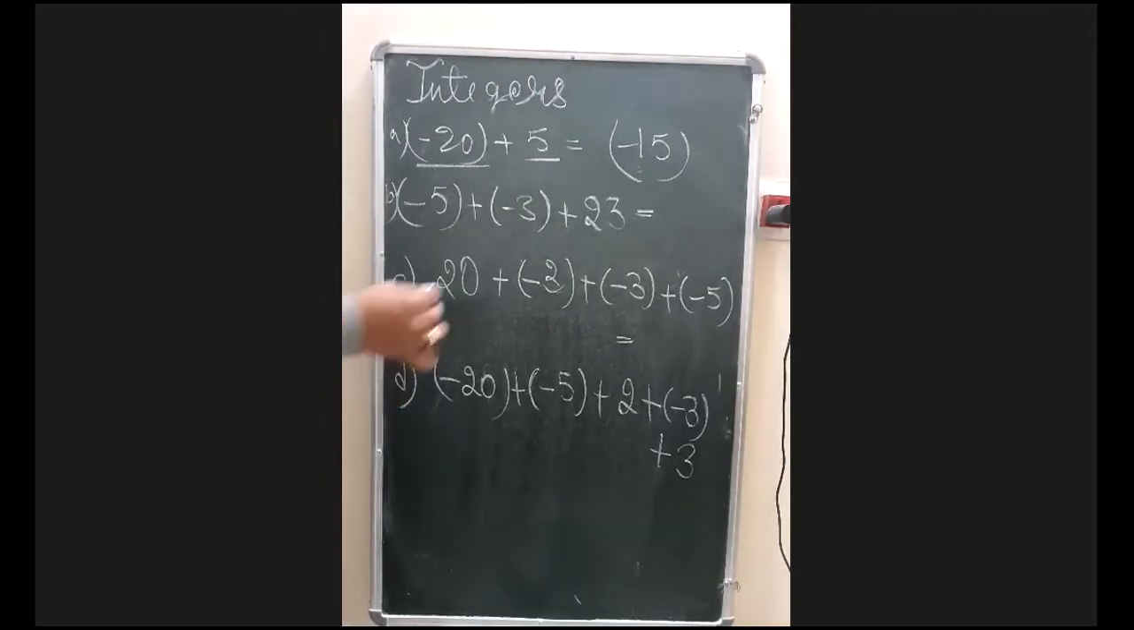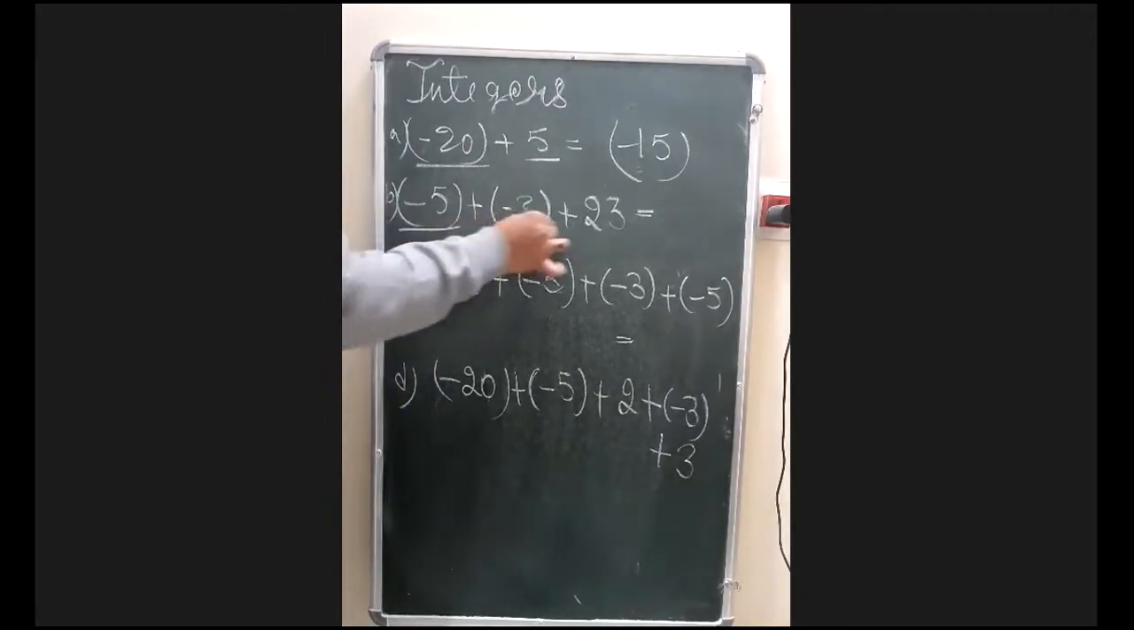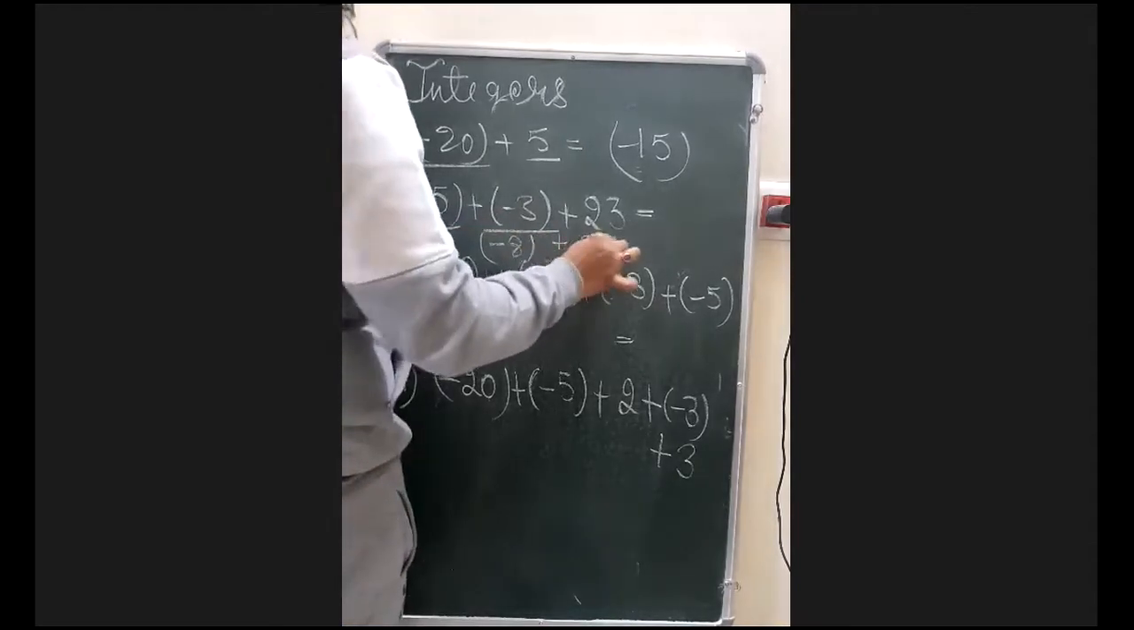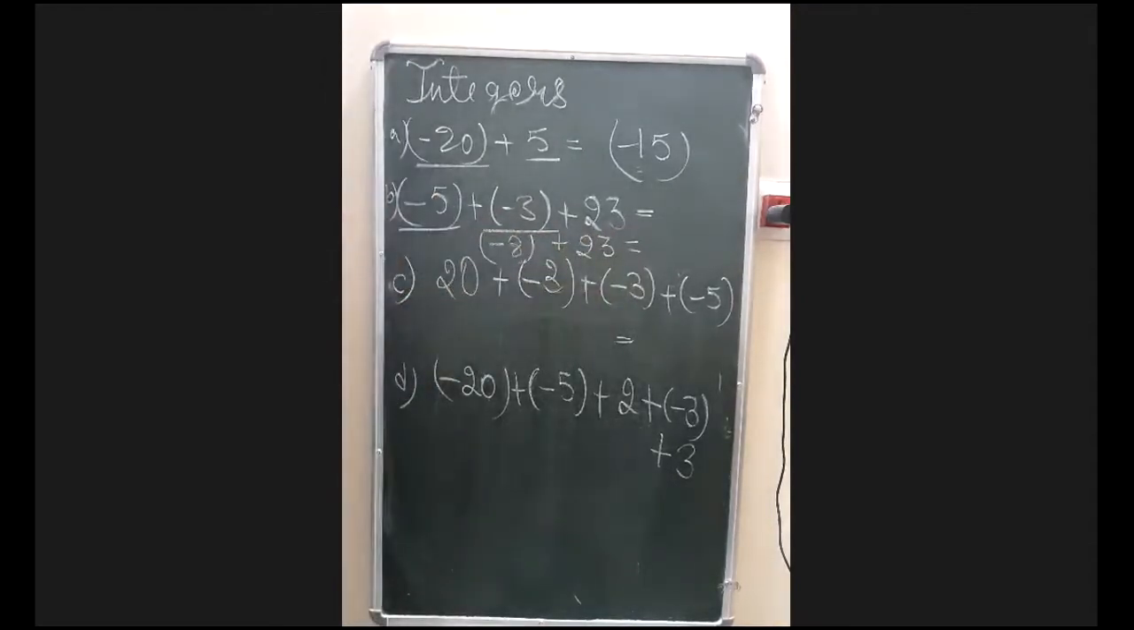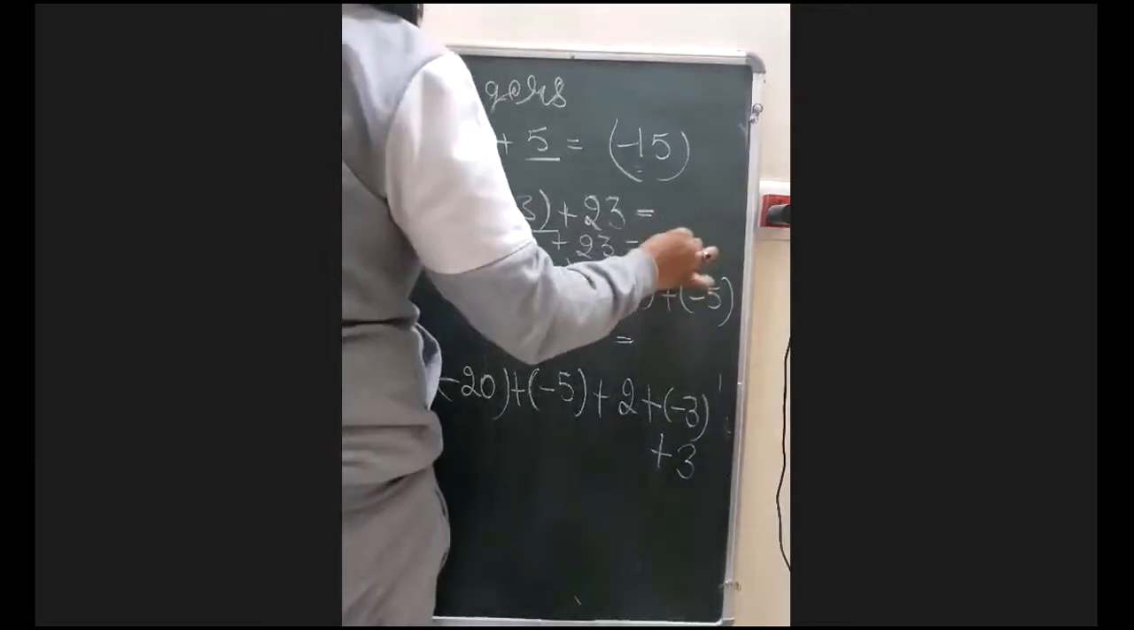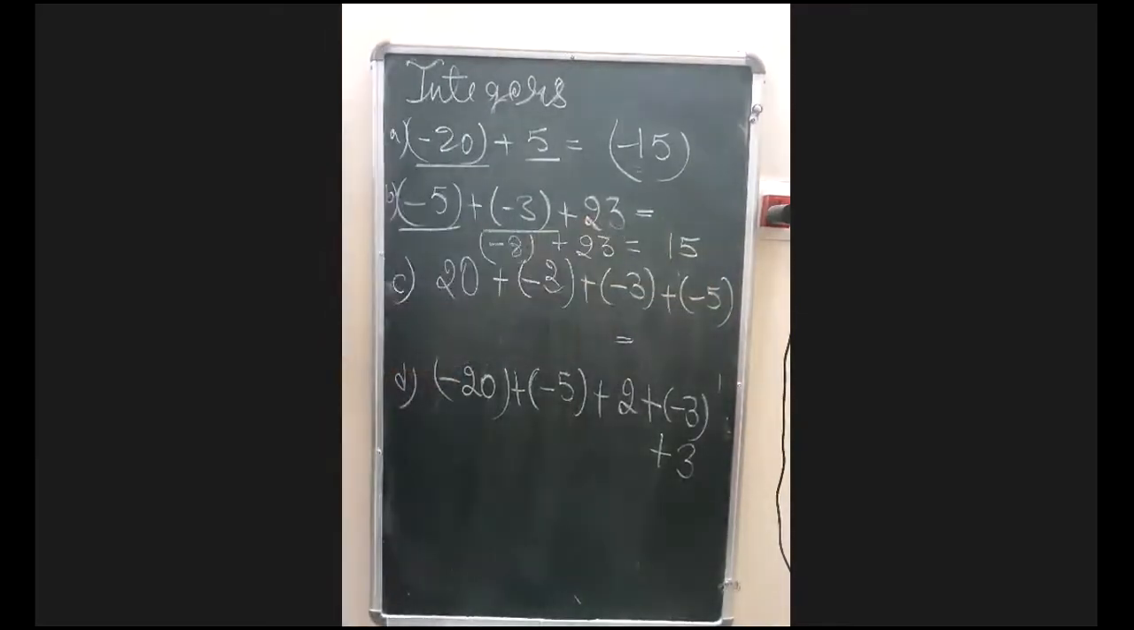Then moving on to the next one, it's -5 and this is -3. So when you add these two, it will give you -8 because both have the same sign, and this is 23. So because one is positive, one is negative, they will get subtracted. So it will give you here 15. Okay, and the sign will be positive only because 23 is a greater number.